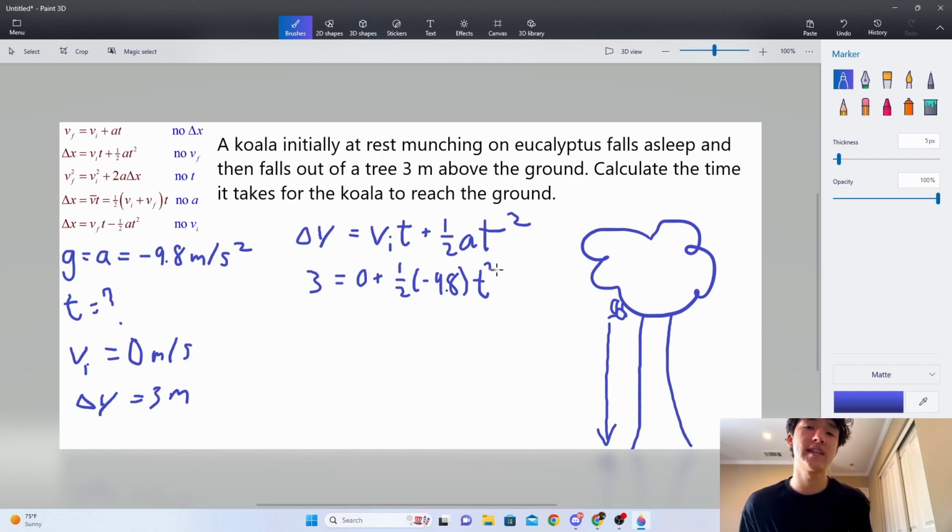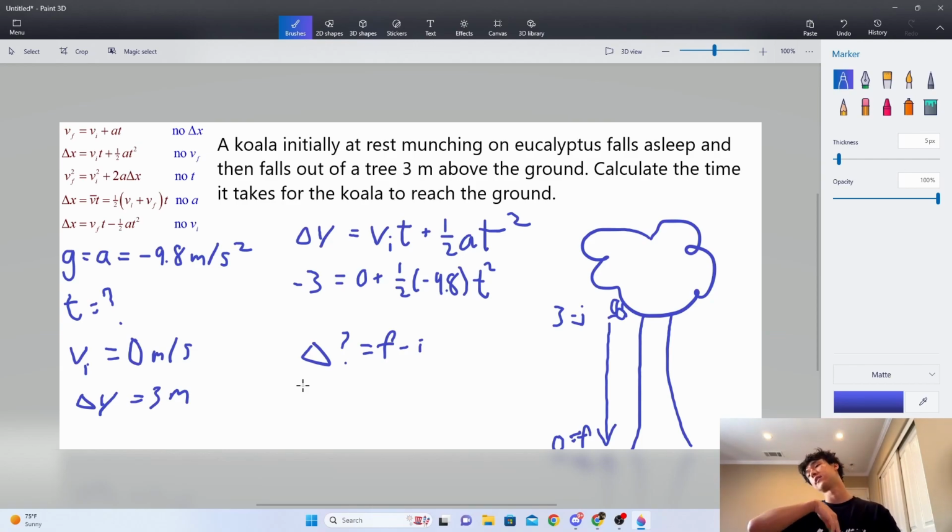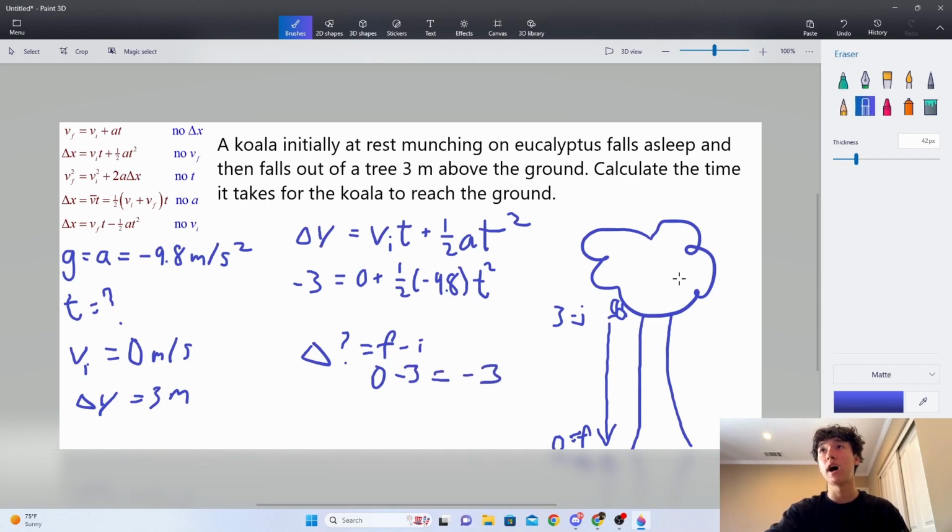Now, if we really want to get technical about it, this 3 is actually a negative, and the reason is because this is the initial point and this is the final point. So this is at 0 and this is at 3, right? And change in literally anything is equal to the final minus initial of whatever, right? So if it was change in velocity, then it's going to be final minus initial. It's always final minus initial, so it's 0 minus 3, which is equal to negative 3. And that is why it's negative.